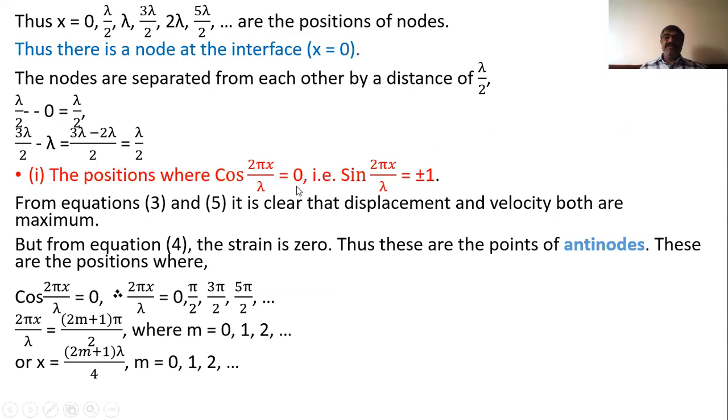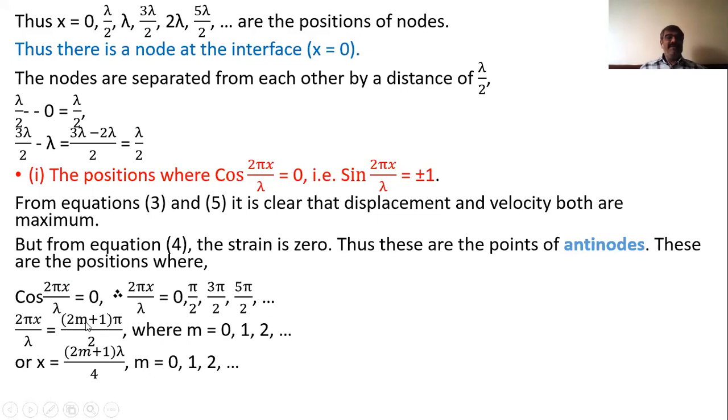When the cosine function is 0, we get the position of antinode. And how are these positions obtained? Simply, here the cosine function is 0, therefore the angle theta is equal to pi by 2 or 3 pi by 2 or 5 pi by 2. So this is what? Odd multiples of pi by 2. And how are odd multiples of pi by 2 obtained?